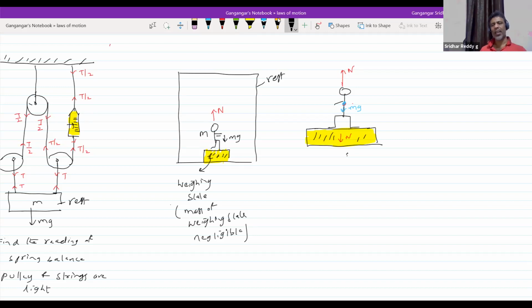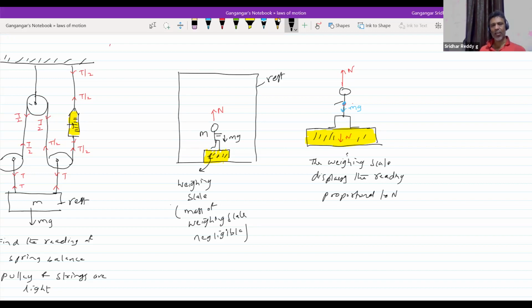N. In turn, what happens? Inside there's some material which gets compressed, proportional to how much compression it undergoes. It will display the reading. So what is the reading of weighing scale now? The normal force exerted by weighing scale on a person is the reading of weighing scale. So the weighing scale displays the reading proportional to N.